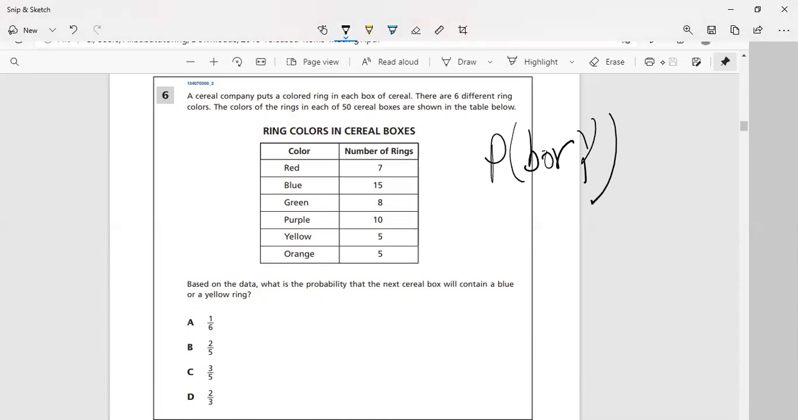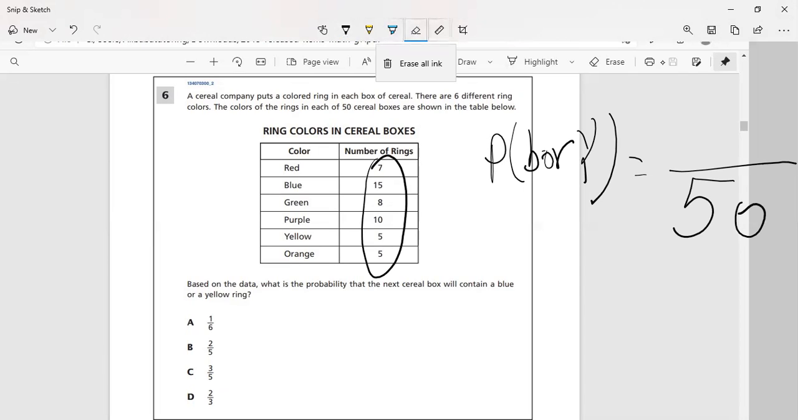Okay, so we have different color rings. The red, there are 7, the blue 15, green 8, purple 10, yellow 5, and orange 5. So the number of rings all together, that's our denominator. So we add all of that together. You got 10, 20, 28, 38, 43, 50. So altogether, when you add them, it's 50. Now we want to know the probability of blue or yellow, either one. So that goes on the numerator.